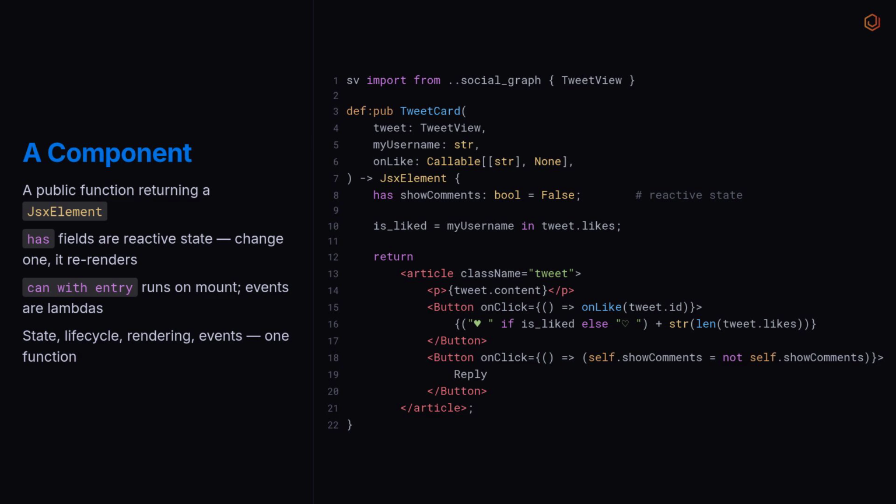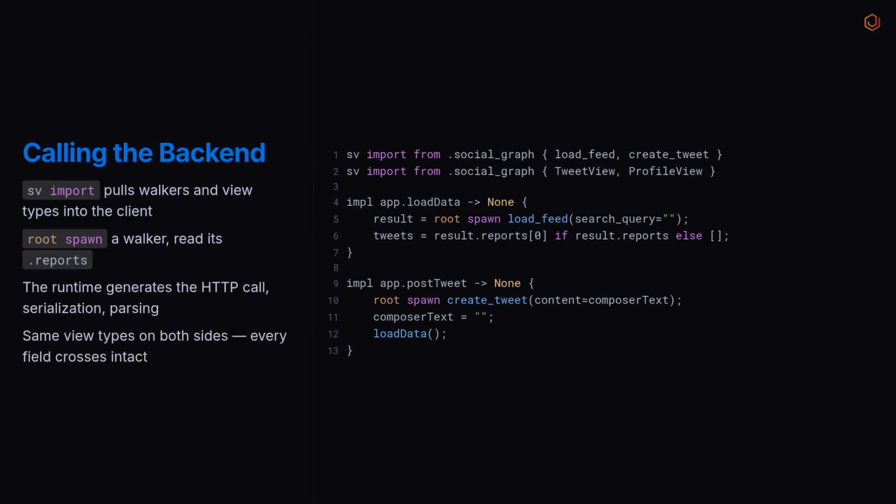Events are lambdas. Here's a tweet card. State up top, a click handler, and JSX at the bottom. State, lifecycle, rendering, and events, one function. Here's the part that makes Jac different.